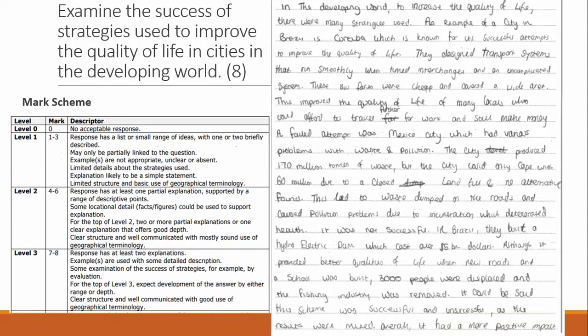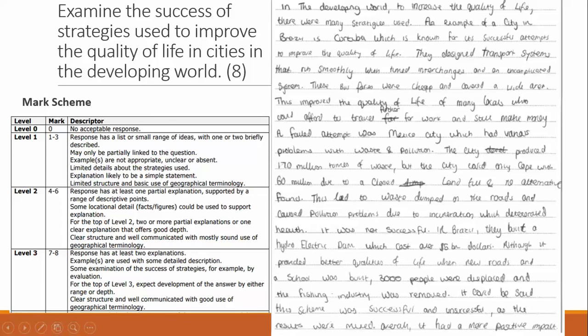Final question is the 8 mark, which means that you're going to be tested on your spelling, punctuation and grammar on here as well. Examine the success of strategies used to improve the quality of life in cities in the developing world. Critical word there, strategies, it's pluralised, therefore we're looking for a number of different ideas.